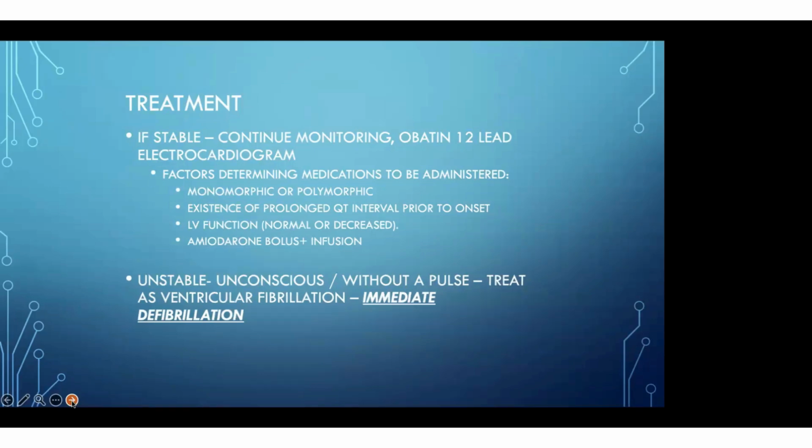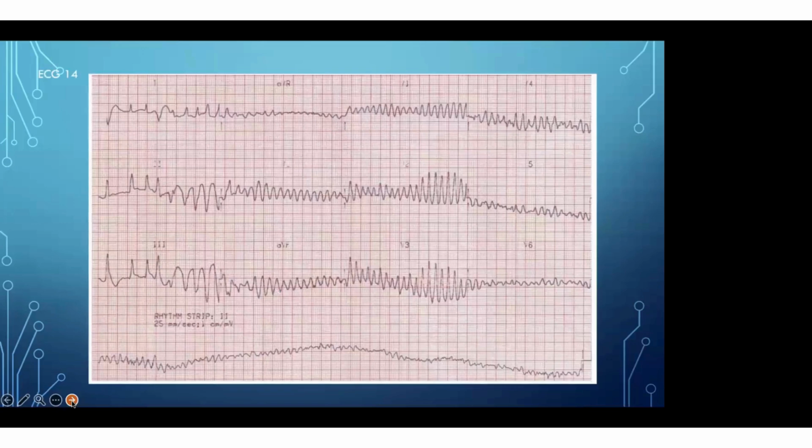In that case, the QT prolongation will be normalized. Usually antiarrhythmic drugs won't work in that situation. That's the difference when you give antiarrhythmics. In some patients with QT prolongation with torsade, you just shock the patient, load with magnesium, and increase the heart rate, either by pacing if they're not responding to treatment, or you can give isoprenaline to shorten the QT. That's all those things. So can anyone tell this arrhythmia?